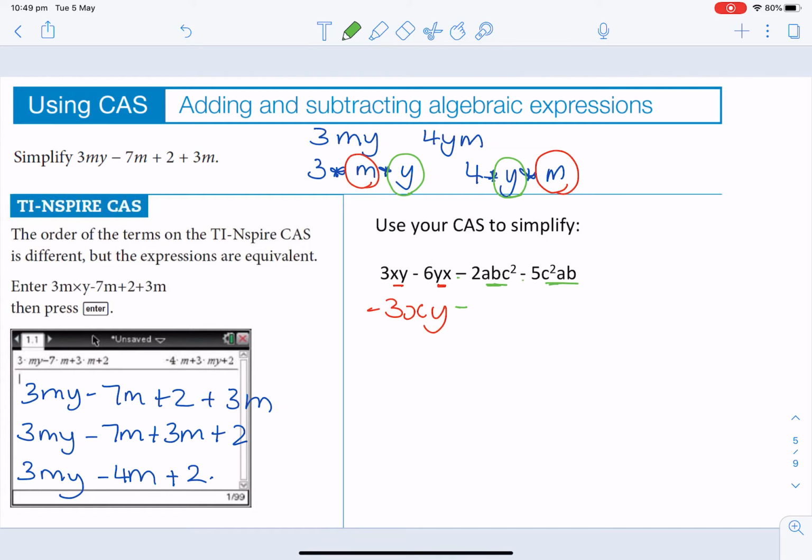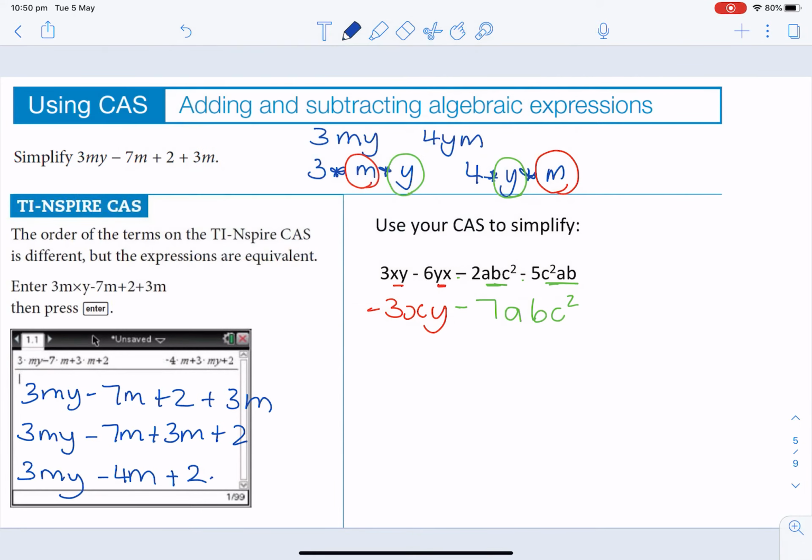Minus 2 take 5 is minus 7. And I keep my a, b, c squared. That doesn't change because I'm keeping this. I've got like terms. The like terms don't disappear unless you get to 0.